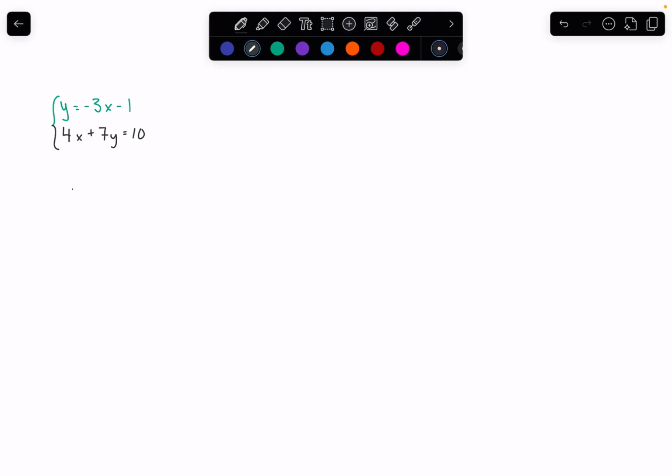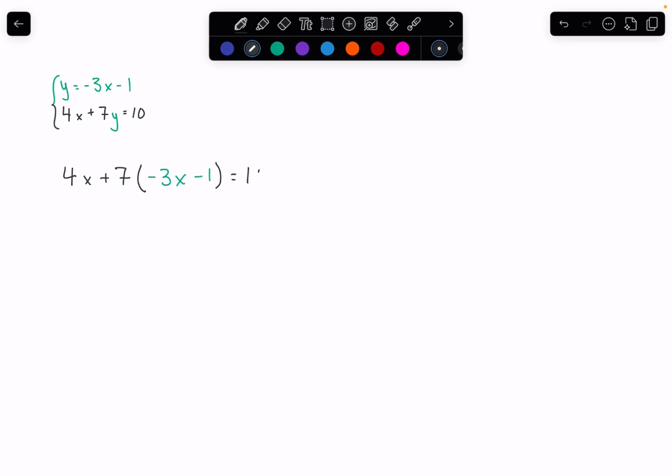Use this bottom equation. We have 4x plus 7. Now, when I get to the y right here, instead of using the y, I'm going to substitute in what I know y is equal to. So I'm going to open some parentheses, and I'm going to plug in what I know y is. Y is equal to negative 3x minus 1. Close those parentheses up and write the rest of the second equation.